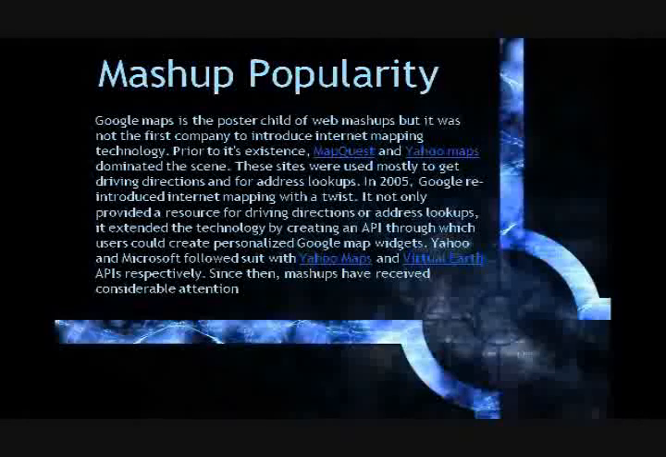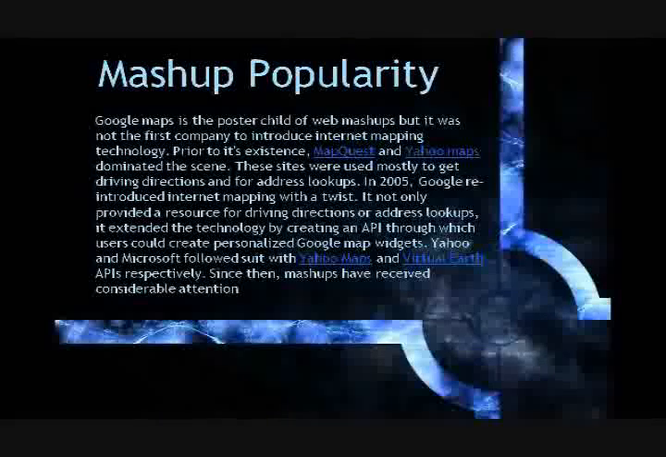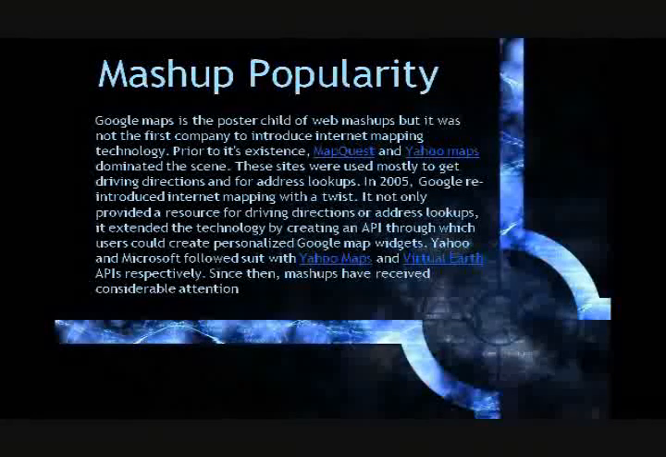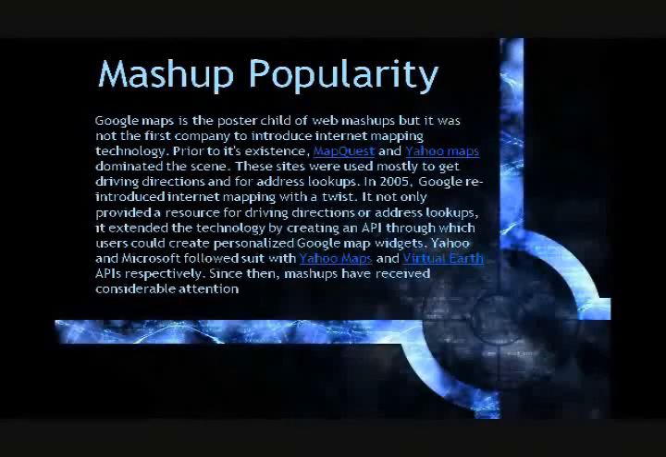It not only provided a resource for driving directions or address lookups, it extended the technology by creating an API through which users could create personalized Google Map widgets. Yahoo and Microsoft followed suit with Yahoo Maps and Virtual Earth APIs respectively. Since then, mashups have received considerable attention.